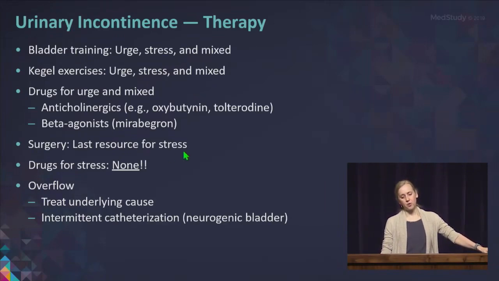Surgery can be helpful, but only as a last resort for stress incontinence, right? They'll do a urethral procedure to sort of hold it up against the pelvic wall a little bit better to allow that sphincter to be a little stronger. We really don't use drugs for stress incontinence because it really doesn't make a difference. And then overflow incontinence is really all about the underlying cause. And if you can't reverse the underlying cause, such as prostatic hypertrophy or something like that, then you're going to move towards intermittent catheterization, right? And these are the patients with chronic neurogenic bladder who do straight catheterization for themselves.